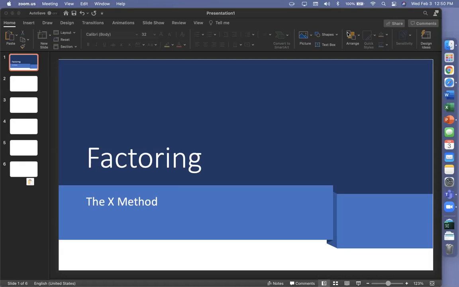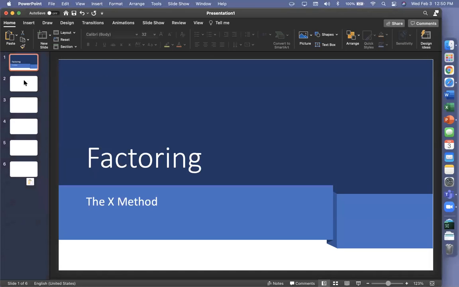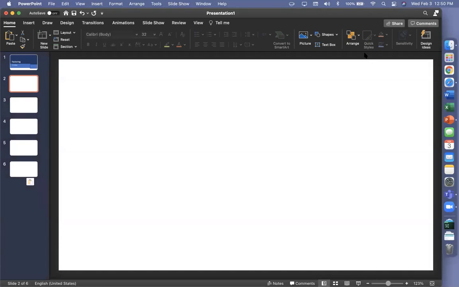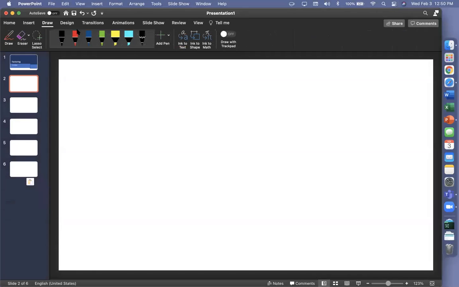Today, we are going to go over the X method. So when we factor, one of the methods we use is the X method. It is called the X method because we get to draw a giant X.